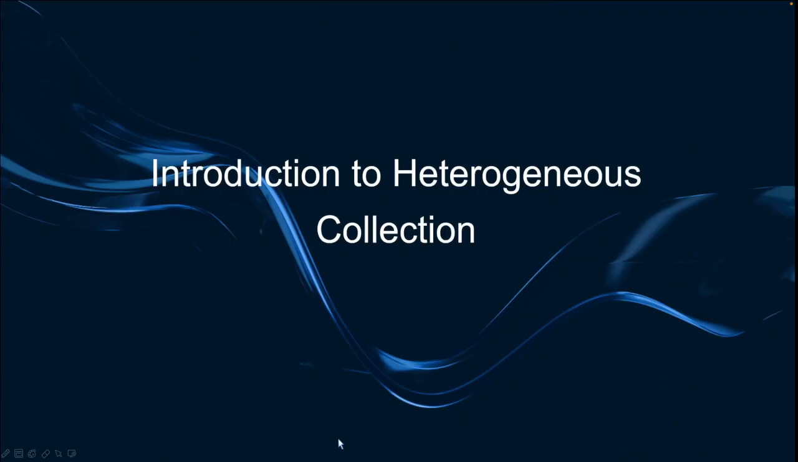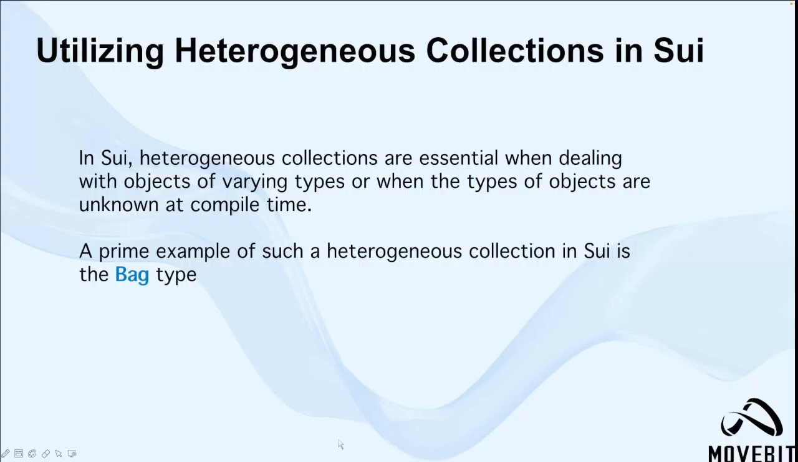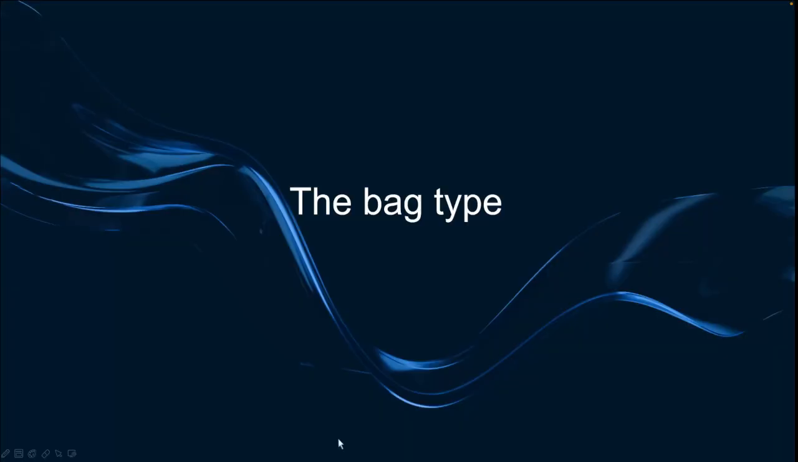Alright, let's start with the introduction to heterogeneous collection. In Sui, heterogeneous collections are essential when dealing with objects of varying types, or when the types of objects are unknown at compile time. A prime example of such a heterogeneous collection in Sui is the bag type. So let's talk about the bag type.